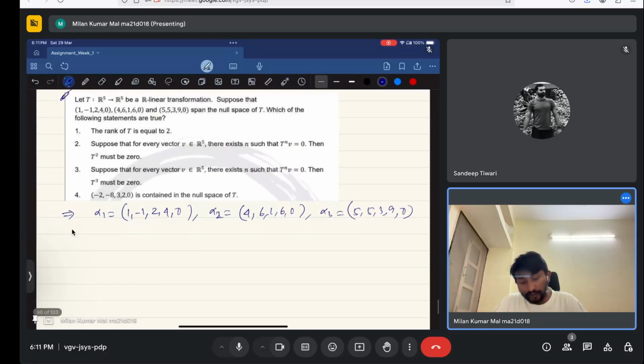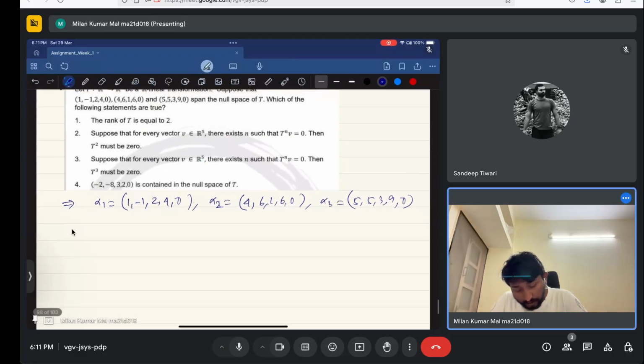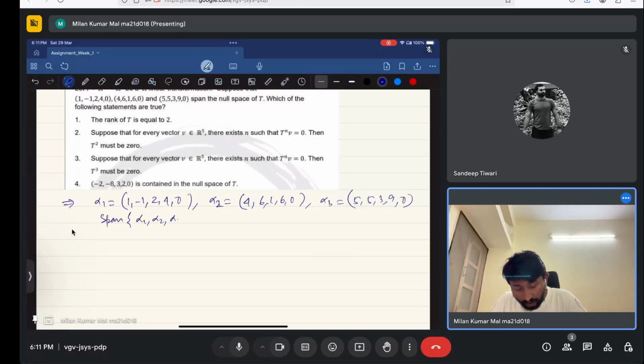Which of the following statements is or are true? The linear span of alpha 1, alpha 2, alpha 3 is actually the null space of T. Now we have three vectors, but that does not imply that the null space of T has dimension 3, because one vector may be a linear combination of the other two. So the dimension is not necessarily 3. We have to check whether these three vectors are linearly independent or not. If they are linearly independent, then we can directly say that the dimension of the null space of T is 3.